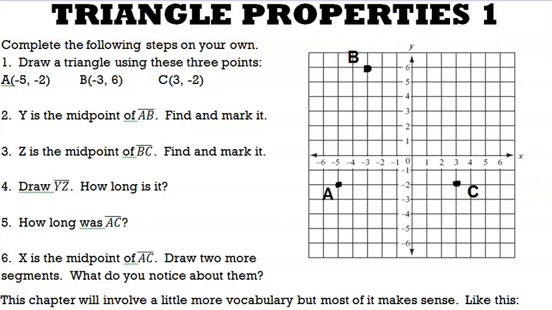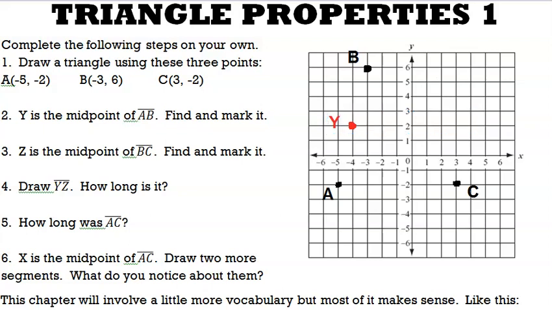Okay. Step 2, Y is the midpoint of AB. So you're supposed to find it and mark it. Now in this case, you could take these two numbers. You could find the midpoint of them by adding the x values and dividing by 2, adding the y values and dividing by 2, or you could just look at the picture and kind of piece together where you think the midpoint is going to be. Either way, you should get (-4, 2), and we're going to label that point Y. All right, so there you go.